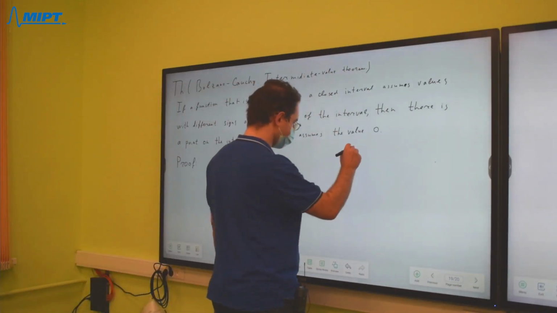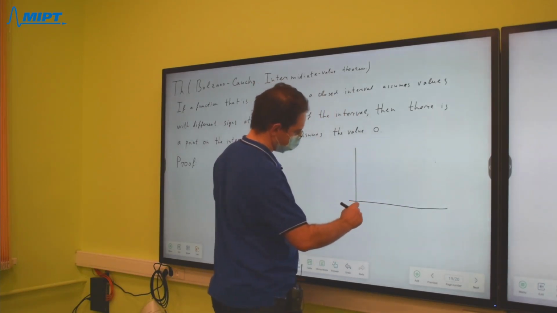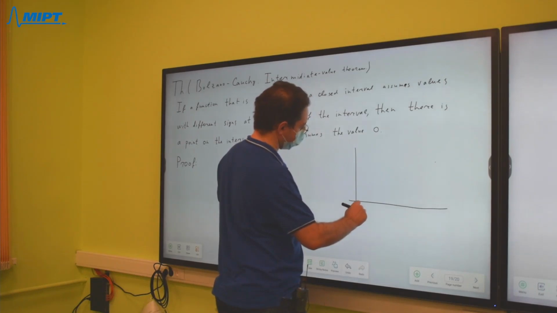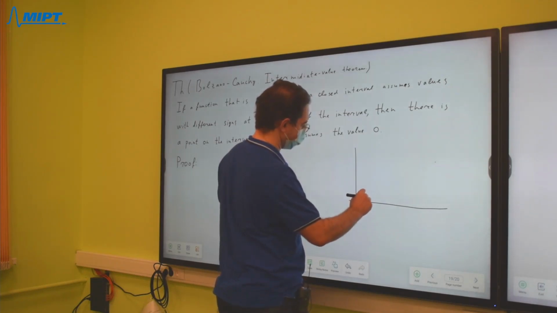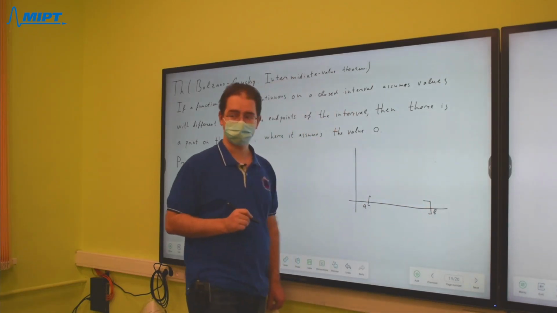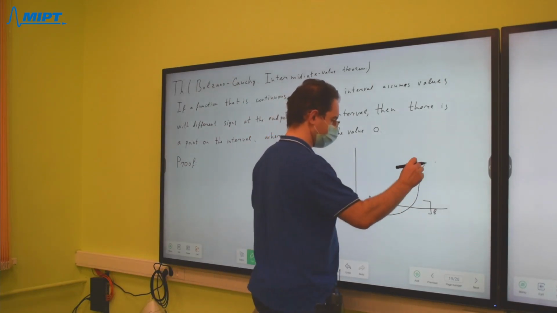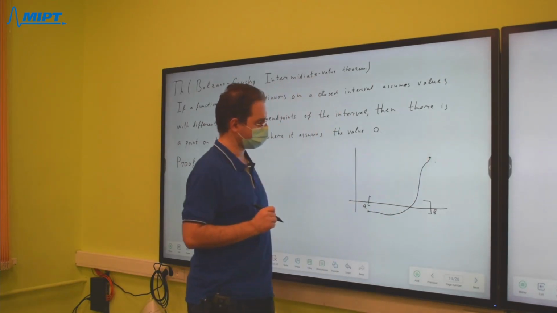So I'm going to add a picture here. The picture will not be an important part of the proof. This is just an illustration. So we have an interval from a to b, and a function looks something like this.